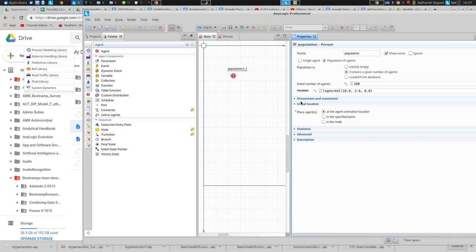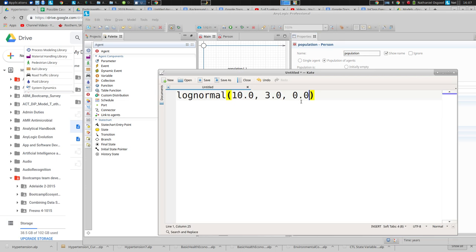Okay, so now we're giving people different incomes, okay? Let's run the model. Are we ready? Who needs a bit more time?